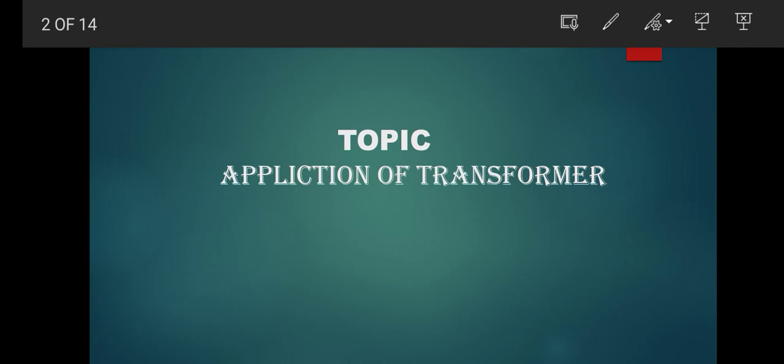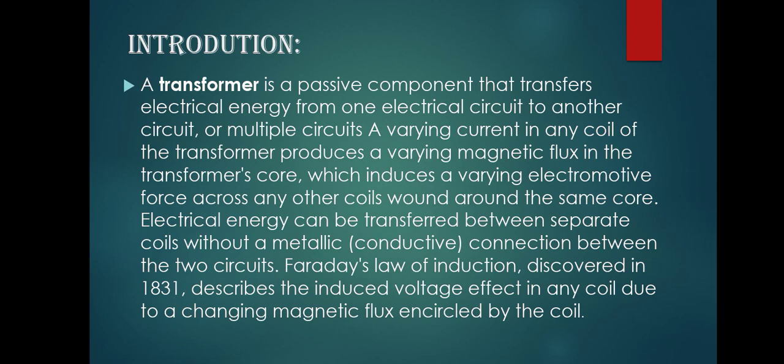Topic is application of transformer. Introduction. A transformer is a passive component that transfers electrical energy from one electrical circuit to another circuit or multiple circuits. A varying current in any coil of the transformer produces a varying magnetic flux in the transformer core, which induces a varying electromotive force across any other coils wound on the same core.